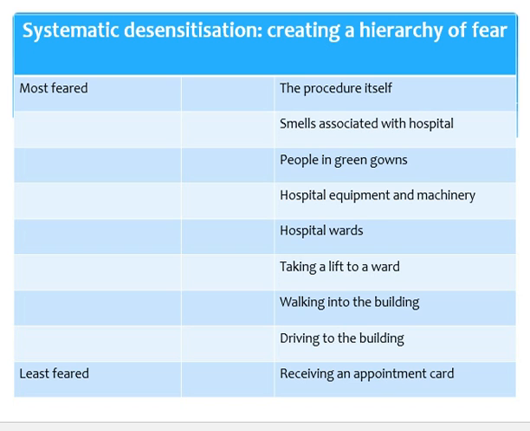The first stage in this involves creating a hierarchy of fear. Supposing the feared object is hospitals, the individual would create a list of aspects associated with going to the hospital, which may look something like this table.